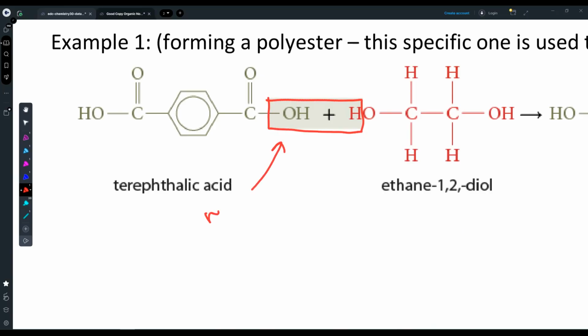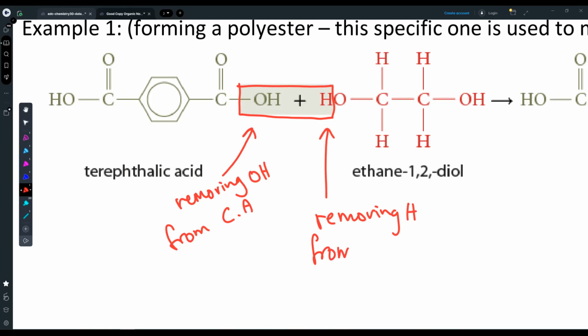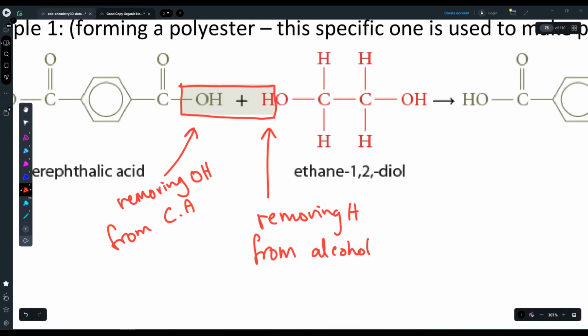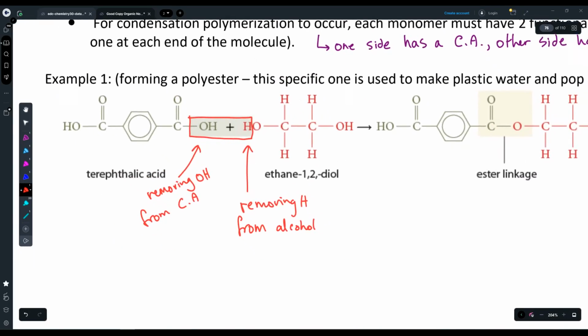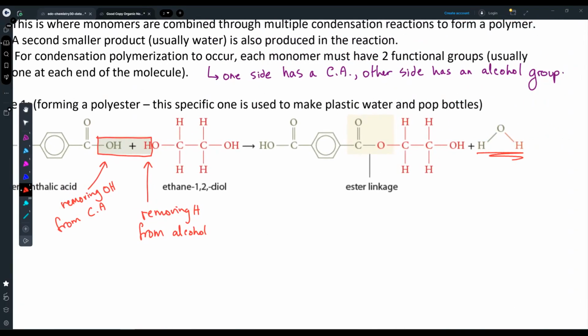So we're removing OH from the carboxylic acid, and we're removing hydrogen from the alcohol group. Okay. So notice here, water is one of our products, okay, and we have the ester linkage.